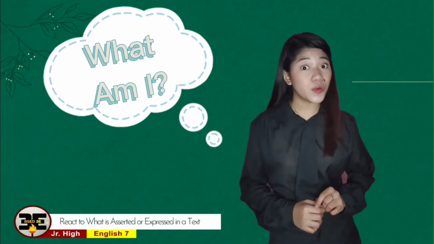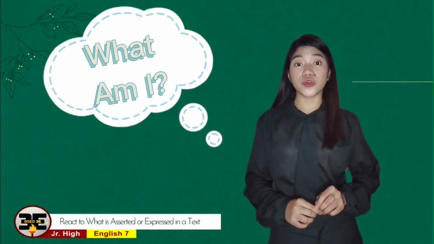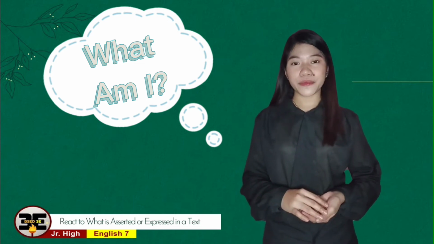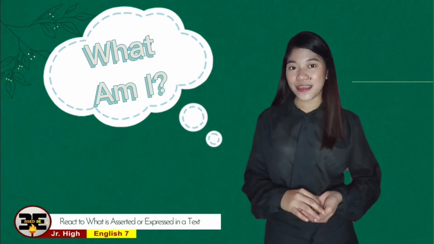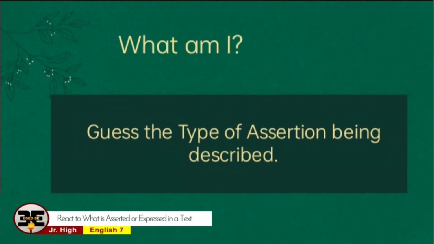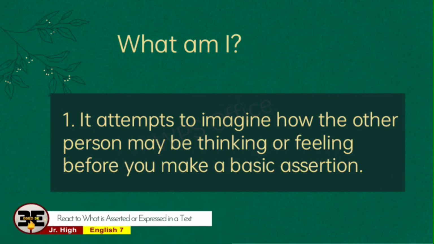This time, there won't be any more choices, so focus and try to remember what we have discussed earlier. Are you ready? Then here's the direction for the next activity. Guess the type of assertion that best matches the description given. Don't forget to write your answers in your notebook. Number 1. It attempts to imagine how the other person may be thinking or feeling before you make a basic assertion.